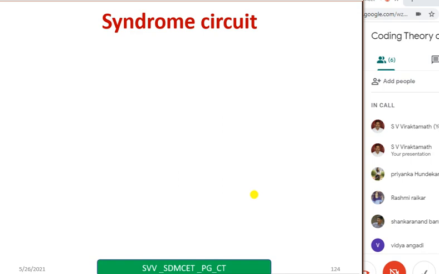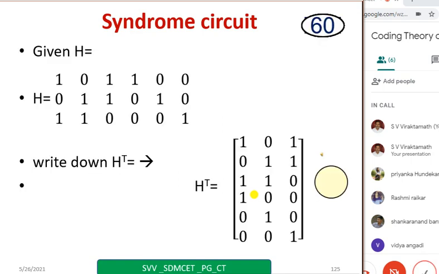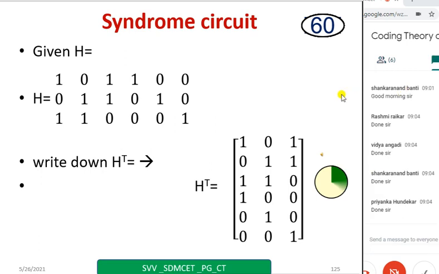And now the syndrome circuit. The same example we are taking. We are continuing the same thing. H is given. All of you write down H transpose in your notebook. Okay, hope all of you have now written H transpose.